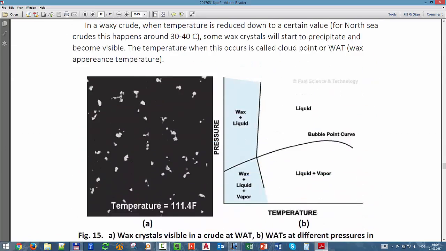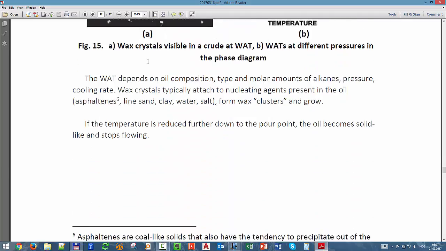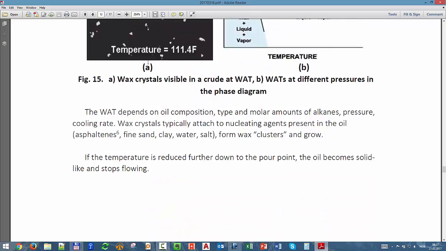Then wax, here is the line that I told you, also more professional. I took some from a journal, and you see it has a small inflection, and these are wax crystals. I think that figure I showed before. You have two things: wax appearance temperature, also called cloud point, and you have pour point. Pour point is when you turn the jar, it doesn't flow.